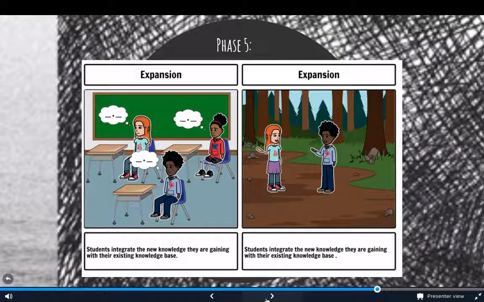In the final phase, students integrate the new knowledge with their existing knowledge base. Students apply what they have learned to their own lives, and connections are made between language and other content subjects.